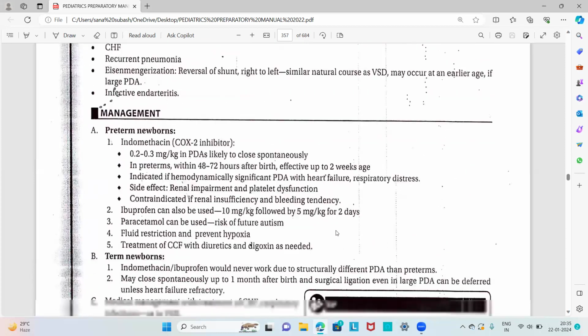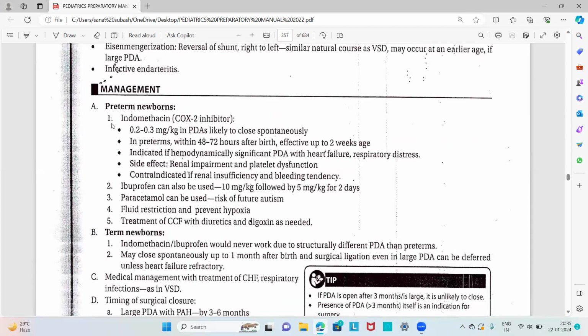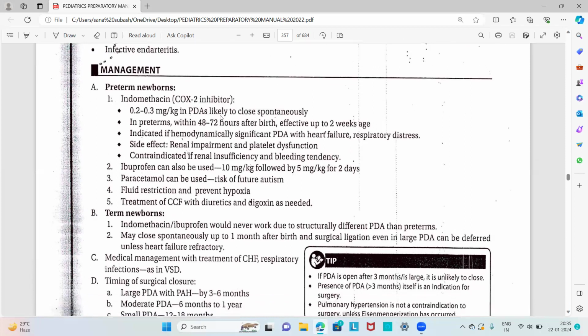Then management. In preterm newborns, we administer indomethacin, a COX inhibitor, to decrease the patency of the ductus arteriosus. We give 0.2 to 0.3 milligram per kilogram if the PDA is likely to close spontaneously. In preterms, it is given within 48 to 72 hours after birth, effective up to 2 weeks of age, and indicated if there is a hemodynamically significant PDA with heart failure or respiratory distress.